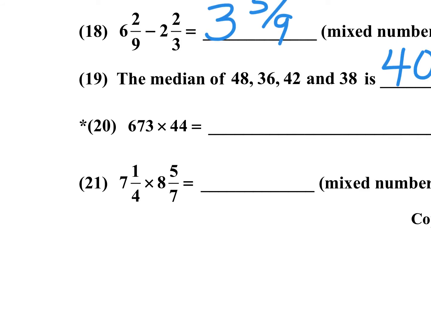Okay, number 20 is an approximation, a starred problem. You're given plus or minus 5% on the range. So I think a lot of students here would do 670 times 44. So then you have to multiply 67 times 44. And you could add a little bit to the 67 and subtract a little bit to the 44.